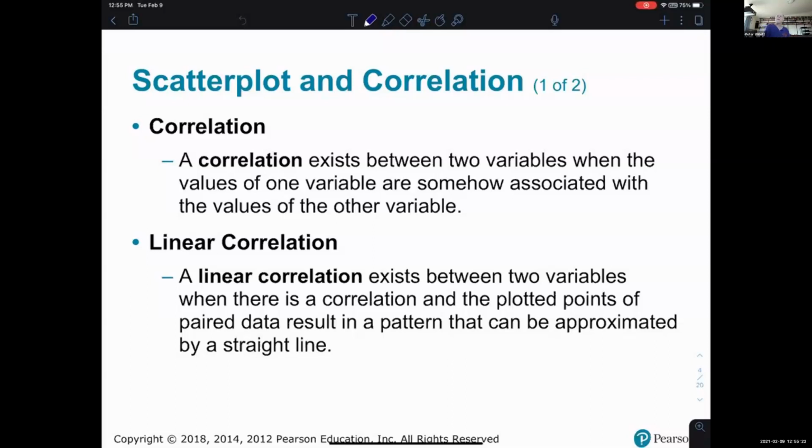Questions, comments, discussions about the idea of correlation existing between two variables?